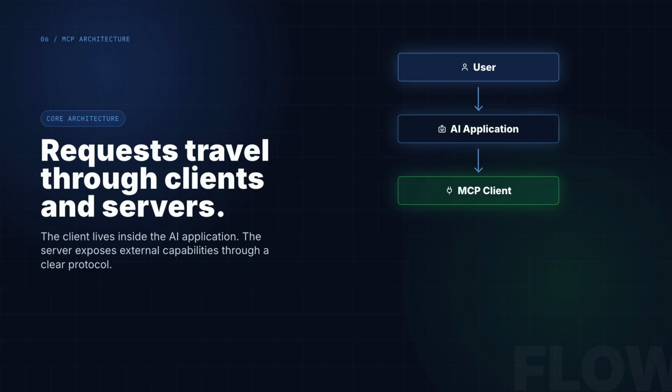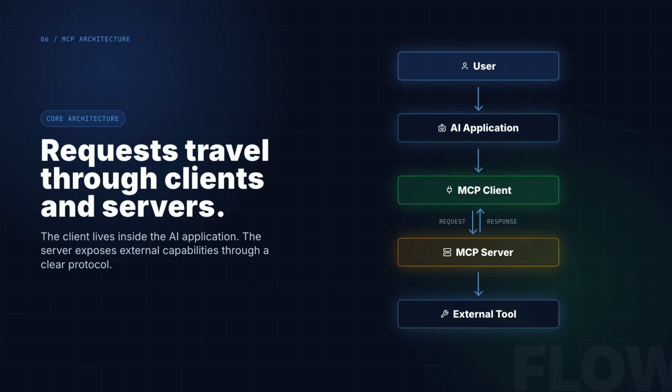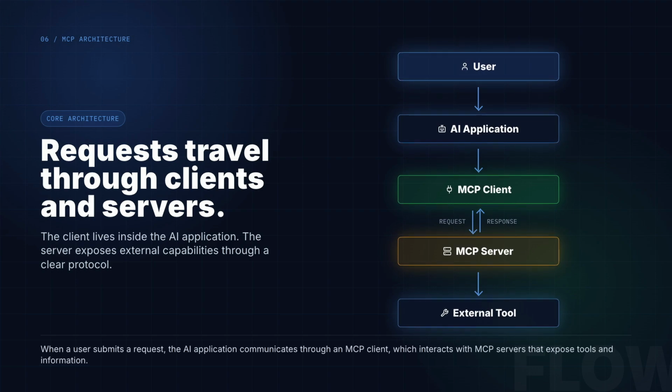On the other side is an MCP server. The server is usually connected to some external system: a repository, a ticketing platform, a cloud account, a database, a documentation site, or an internal service. When the user asks for something, the request flows from the AI application through the MCP client to the MCP server.